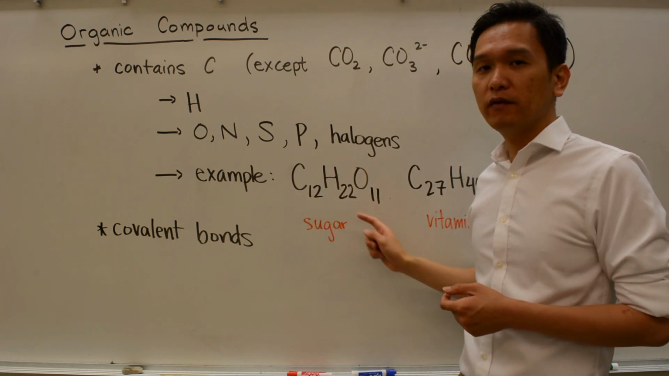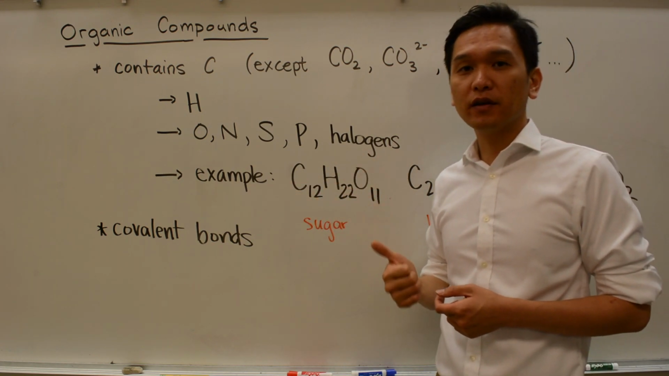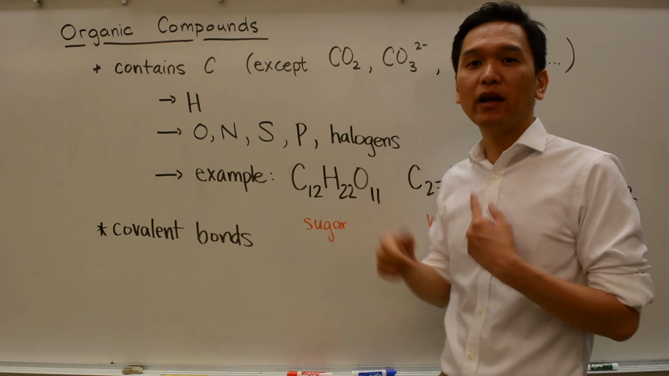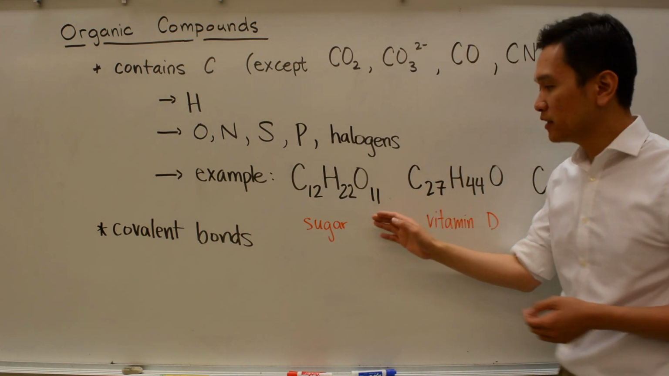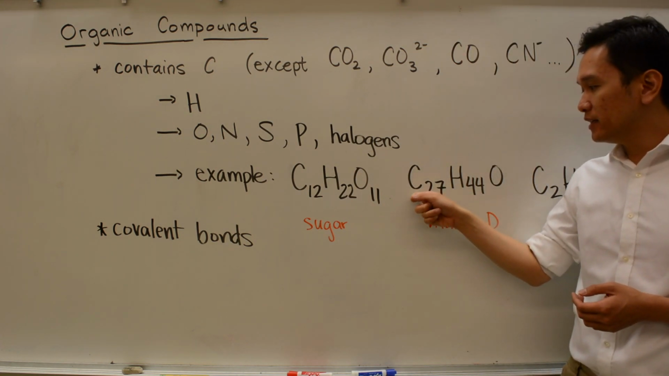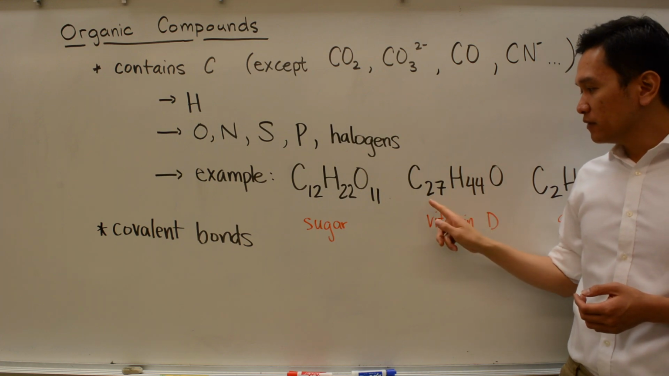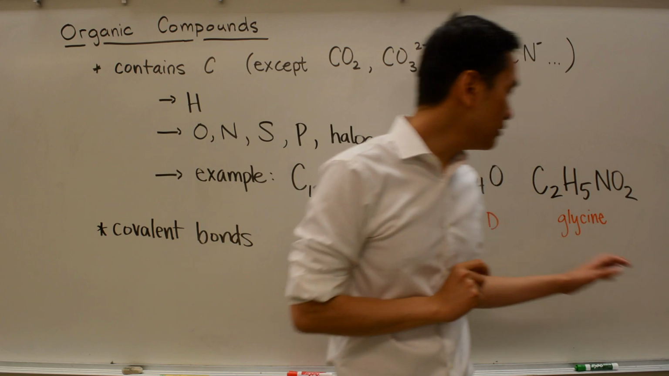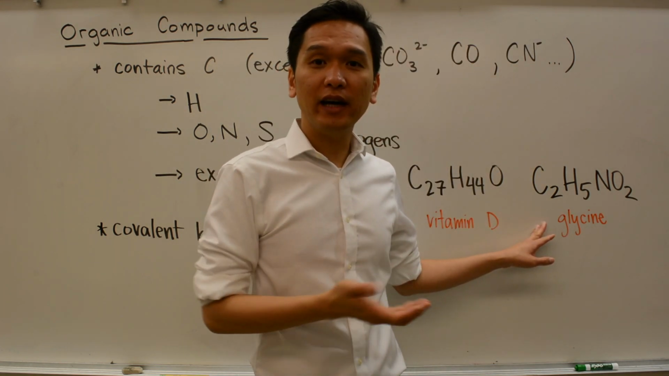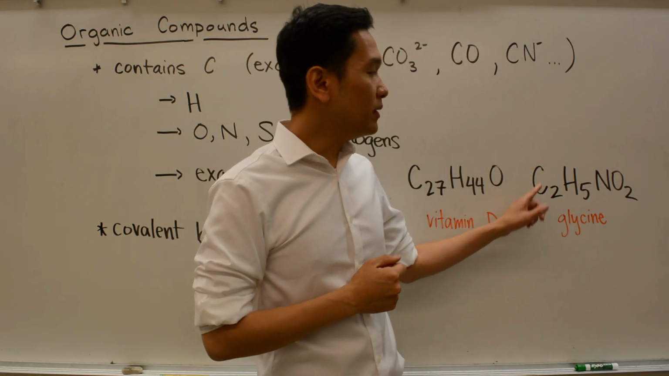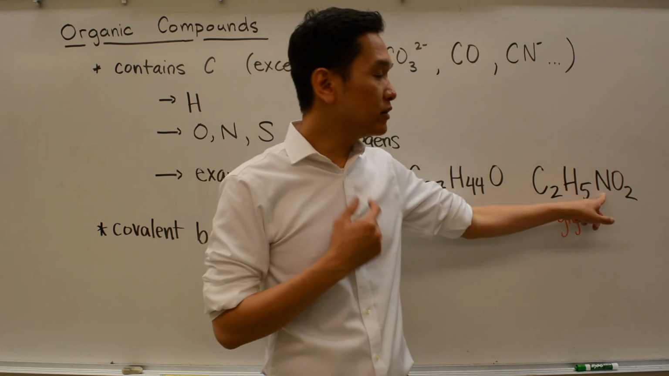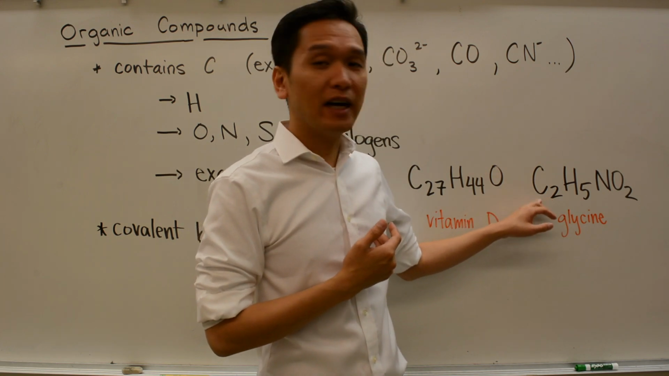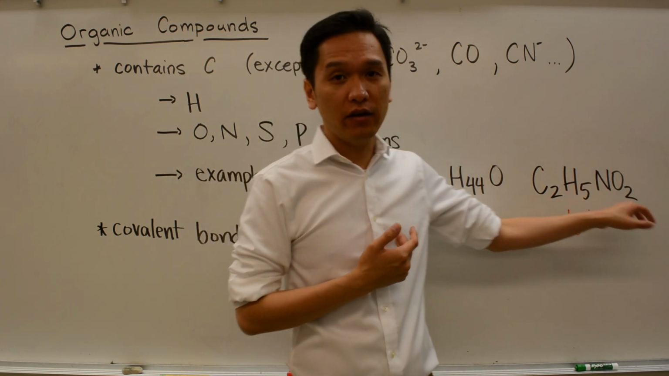Now, when you write the molecule of an organic compound, you start with carbon first, then you write hydrogen, and whatever atoms come after that, you want to alphabetize. Okay, so another example, vitamin D, you say CHO in that order, 27 carbons, 14 hydrogens, and 1 oxygen. Lastly, we see here glycine, which is an amino acid that makes up the protein. It has carbon, hydrogen, nitrogen, and oxygen. You see that nitrogen is written before the oxygen because of alphabetical order. So glycine is written as C2H5NO2.